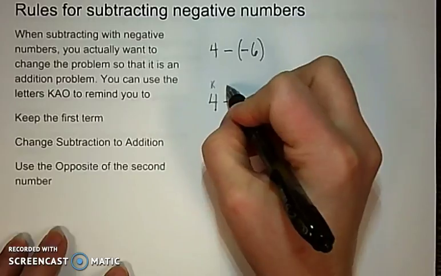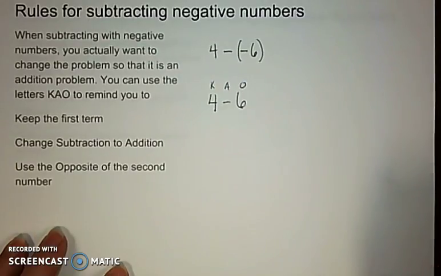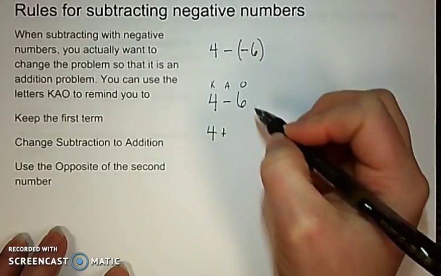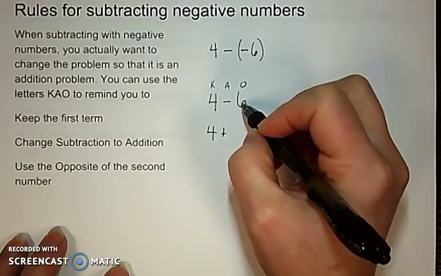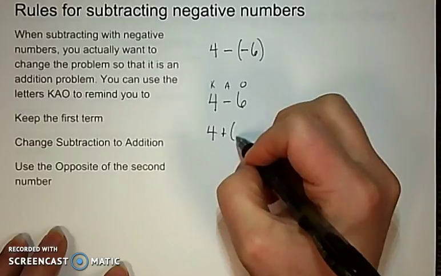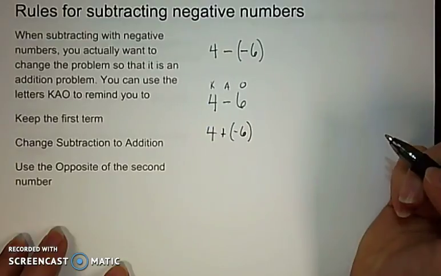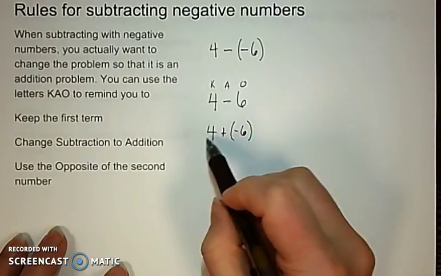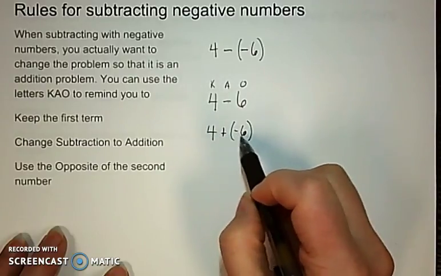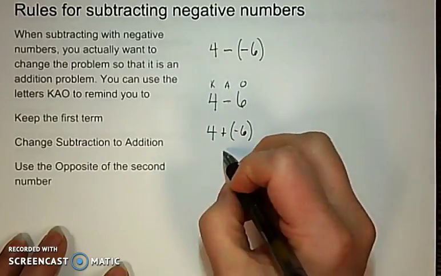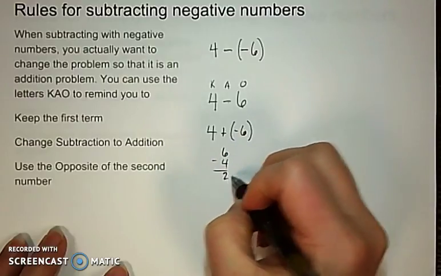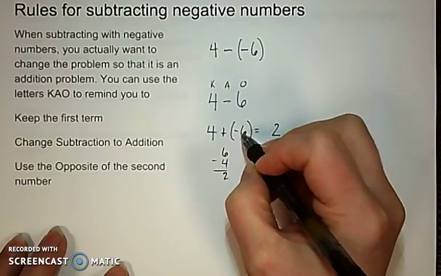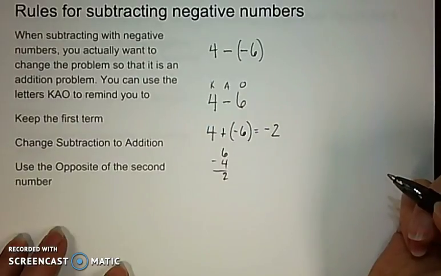So if I keep and add the opposite here, I'm going to keep the 4. I'm going to change the subtraction sign to addition, and right now my 6 is positive. So I want the opposite of that, which would be negative 6. Now it just follows my addition rules. My addition rules say that they're opposite signs, so I'm going to subtract the absolute values. So I'm going to do 6 minus 4, and I will get 2. 6 had the larger absolute value, and it's negative, so my answer is negative.